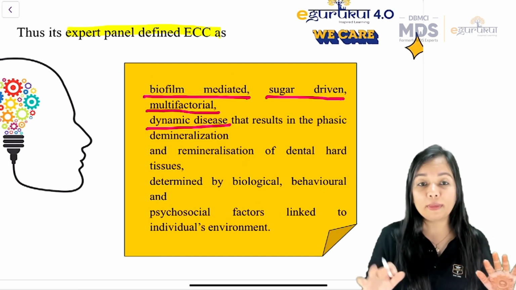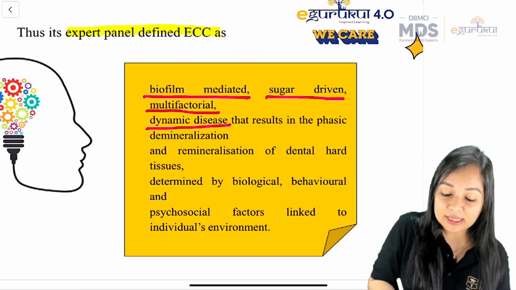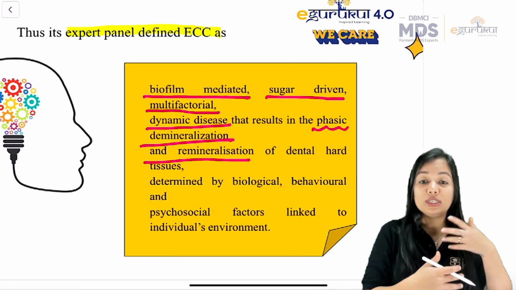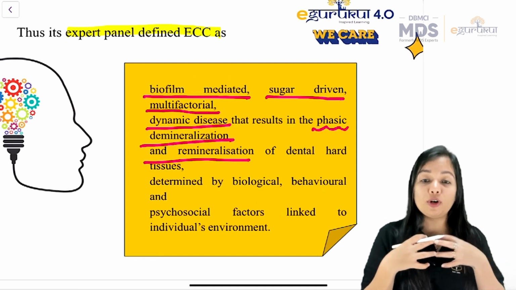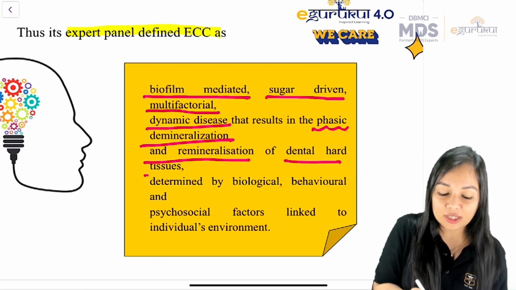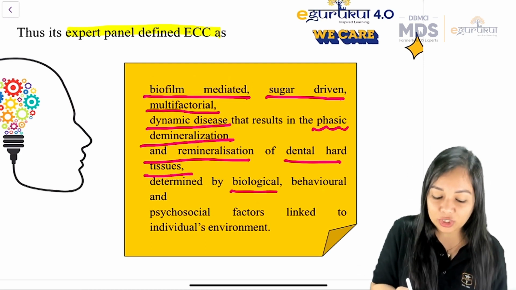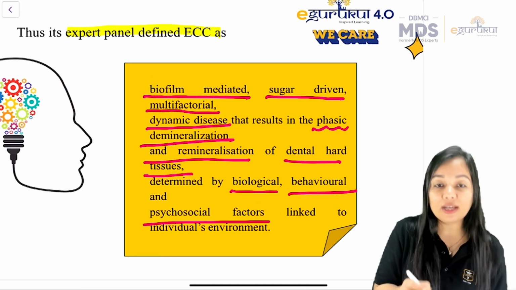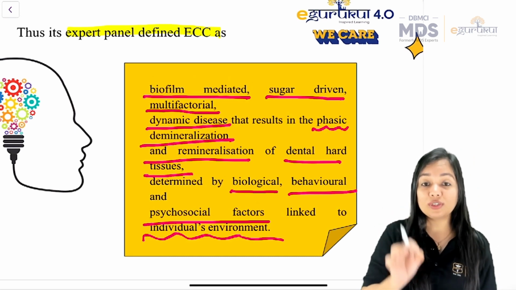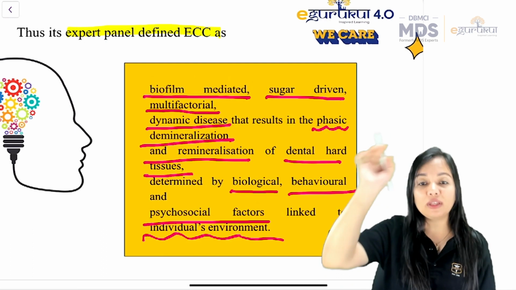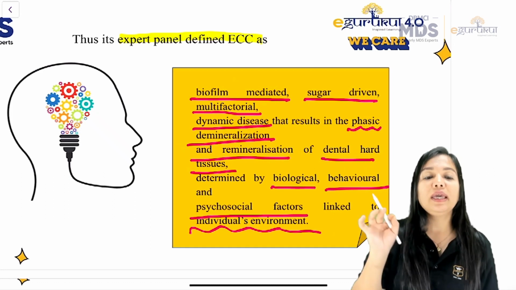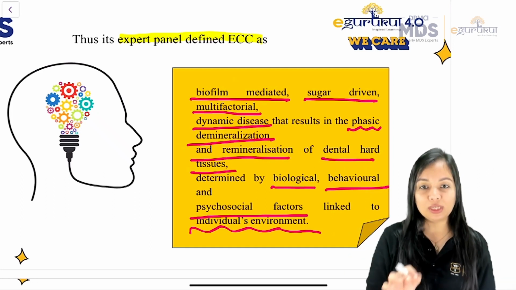It is never dormant. It is a dynamic disease that results in phasic demineralization and remineralization. So this is going to cause demineralization, and saliva will try to cause remineralization of dental hard tissues, determined by biological, behavioral, and psychological factors linked to the individual's environment. So this was the definition that included almost everything about early childhood caries, which was proposed by the expert panel in the conference held in Bangkok in 2018.